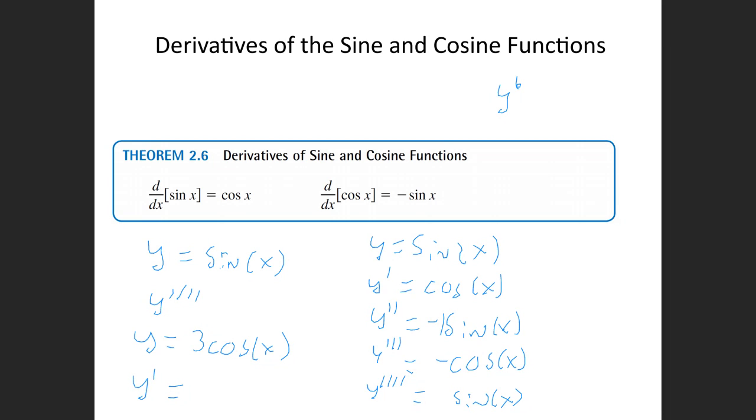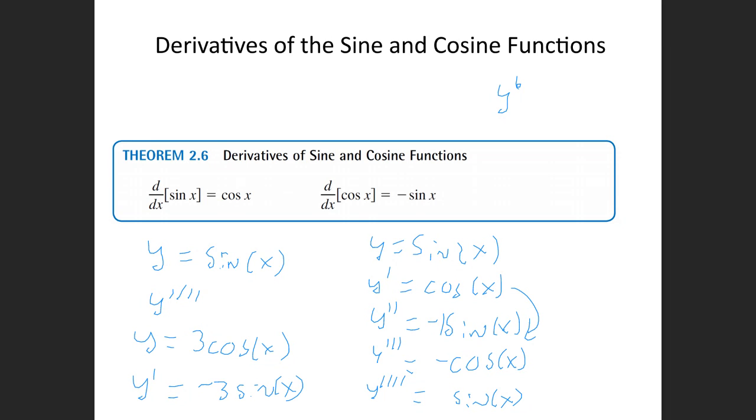Oh, no, no, no, no. We're dealing with cosine of x. What is the derivative of cosine? The derivative of cosine is negative sine of x. Now, does it matter if there's a number in front? Absolutely not. So my answer is just going to be negative 3 sine of x. That is absolutely correct.